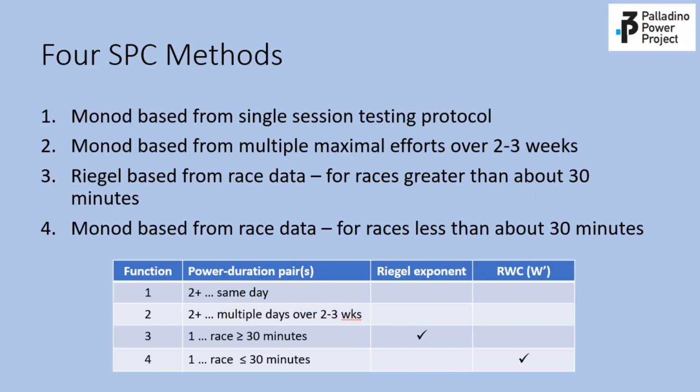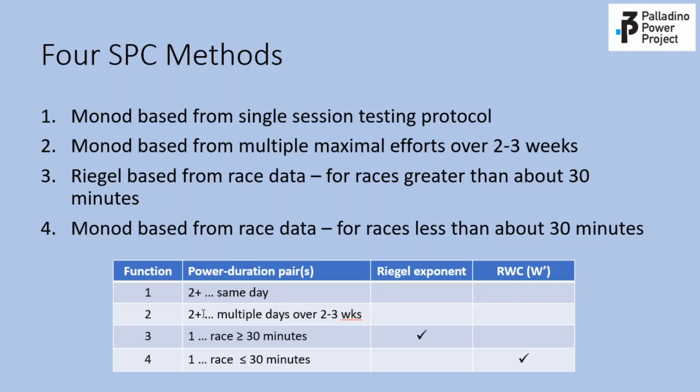So let's just look at these and compare them. They're the 4 different models and methods. The first one is a Monad-based model. It requires at least 2 power duration pairs. If you did 3 on the same day, that's fine. Let's say you did a 1 minute, 5 minute, and a 20 minute on one day. That's fine. The usual protocol most people go with is 3 minute, 10 minutes, sometimes 3:12, sometimes 3:15. But 2 power duration pairs are required.